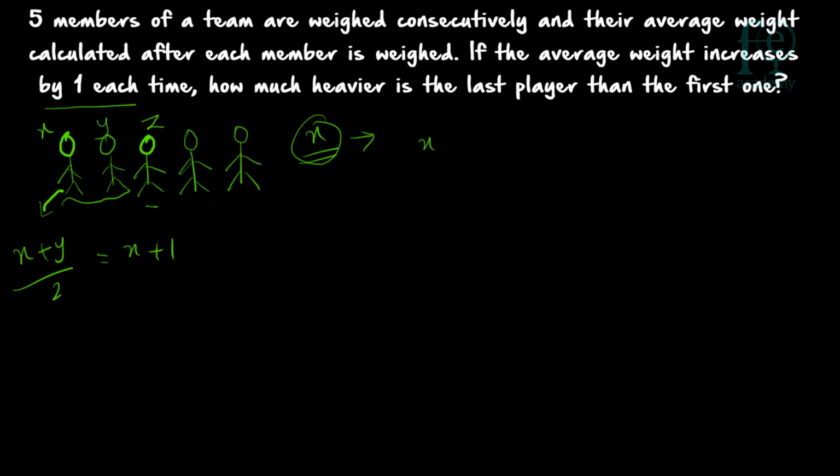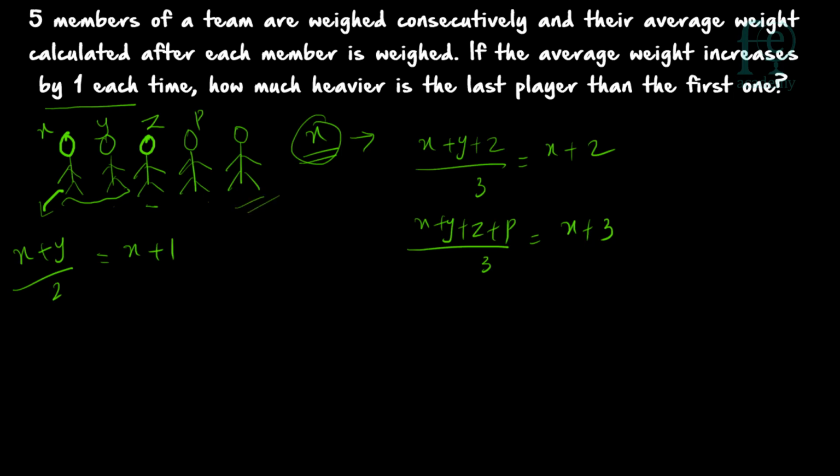So X plus Y plus Z divided by 3 will be equal to X plus 2. X plus 1 was the average in the previous case of the 2 persons. So for the 3 persons, the average will be again increasing by 1. Then if the fourth is P, we will be getting X plus Y plus Z plus P divided by 4 will be equal to X plus 3. Again increasing by 1.